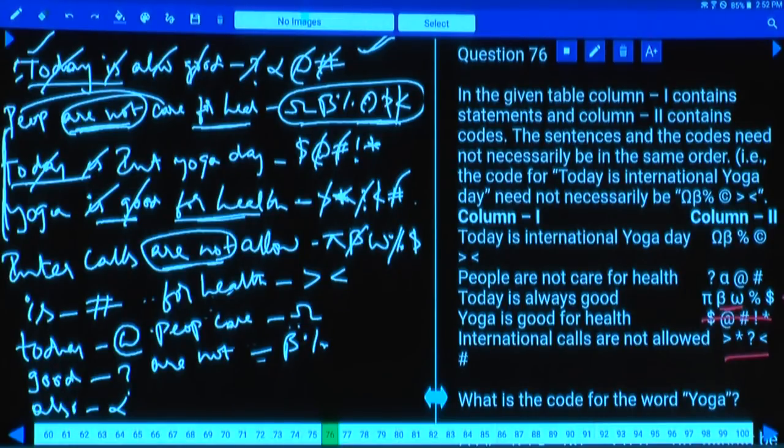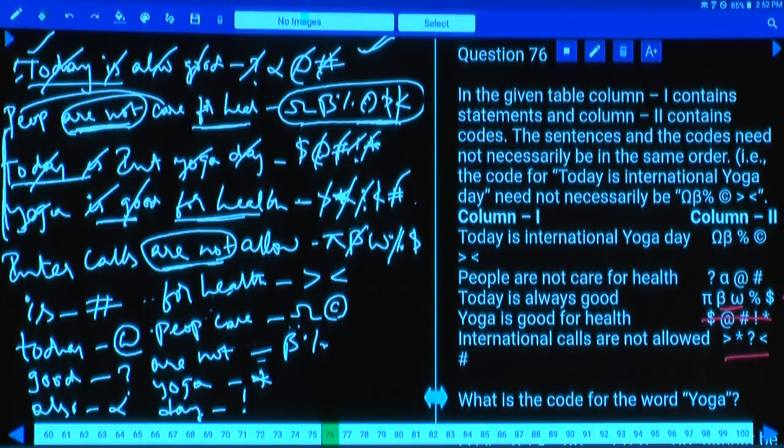what is the copyright? Copyright. People and these are the symbols. People care. And today International Yoga Day. And yoga is a word which is common. As yoga is common, then what is the code common between these two? Star. Yoga is star. If yoga is star, yoga is star in this one. Then what is left over here? And day. And what is the code for day? Exclamation mark. And day is this one. And what is left over here?